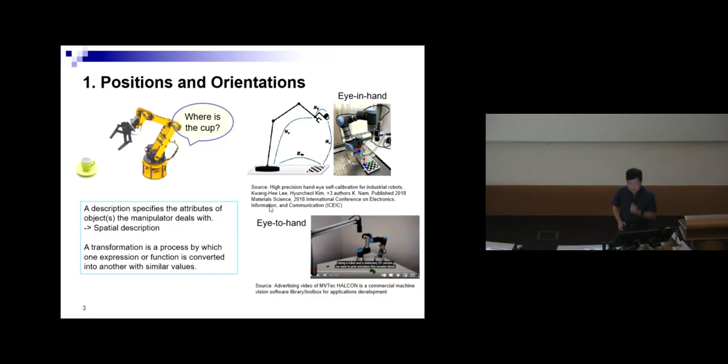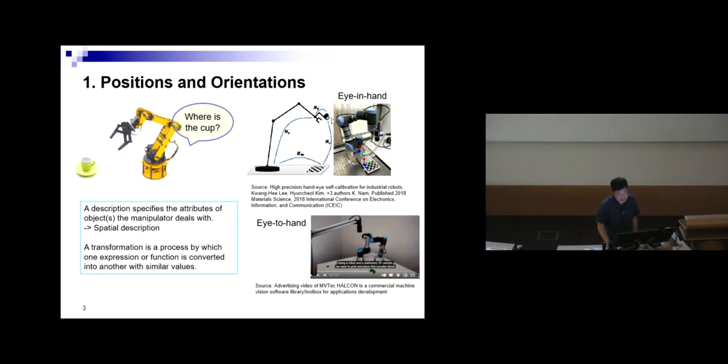So the first section is on position and orientation. For example, you have a manipulator over here, and there's a cup. The manipulator needs to know where the cup is, so that it can go and pick it up. In order to do that, you can attach an eye, a camera, on the manipulator. This is called eye in hand.